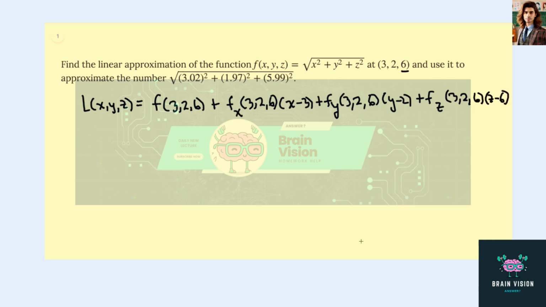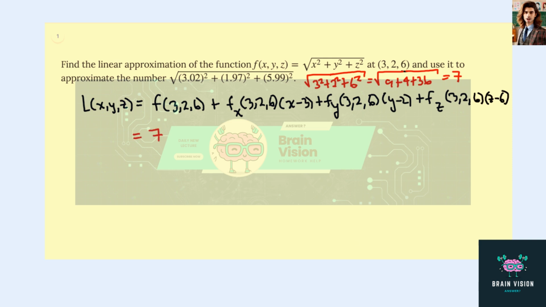There we go. So now, first thing is to just plug in the point 3, 2, 6 into this function f. So you would get the square root of 3 squared plus 2 squared plus 6 squared. So that's 9 and a 4, 36. So that's 49 inside the radical, giving us a 7.